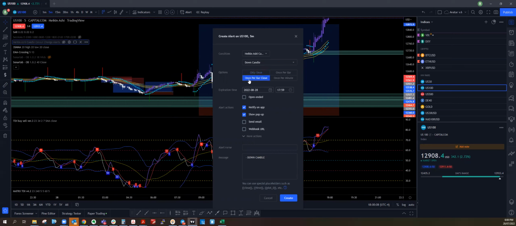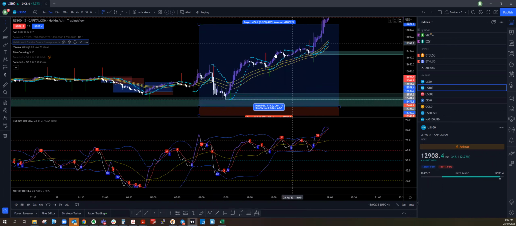And then you do once per bar close, because we don't click while the candle is moving. We wait until the close of the candle. If it's a sell, then you want to know when it's an up candle, but in this case, for a buy, you want to know when a down candle forms. Then you label it whatever you want, NAS, 5-minute, down candle exit, whatever, create, and then you just walk away.